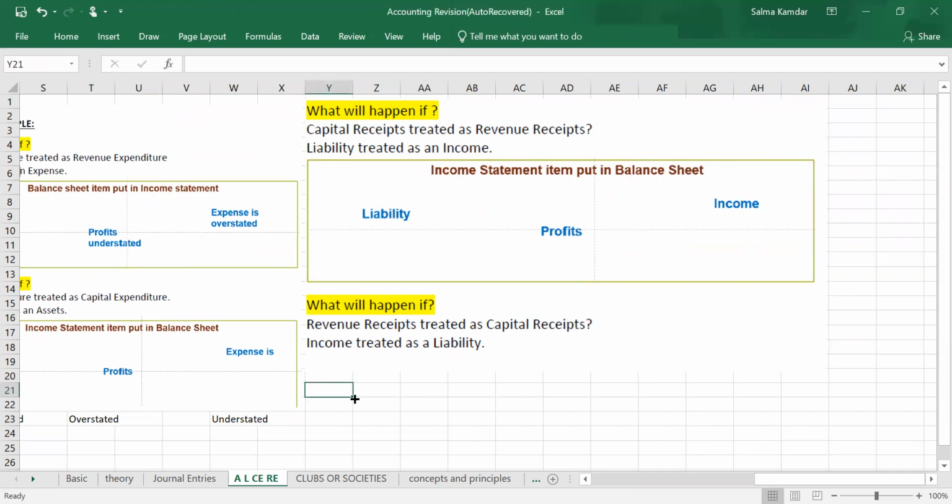Okay, what will happen if you treat your revenue receipts as a capital receipt? Then it's going to be a liability. Income is treated as a liability. That means income is understated, profit is understated and liability is overstated. Are you with me?